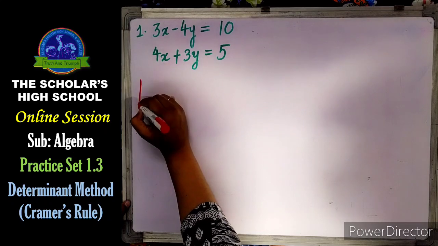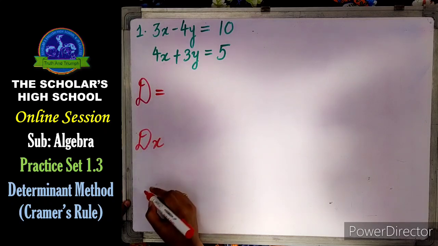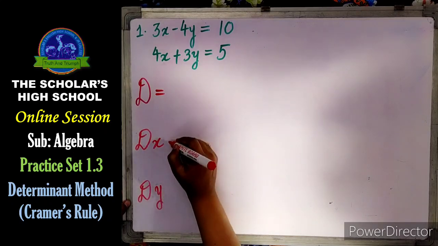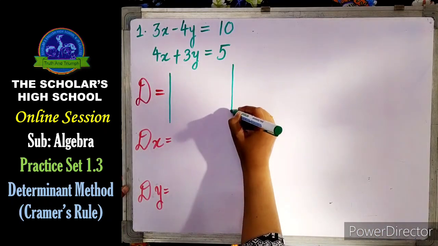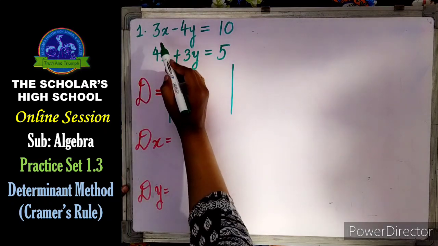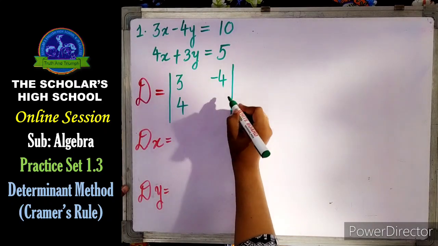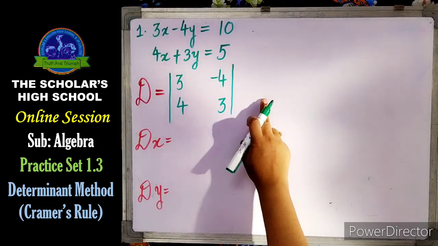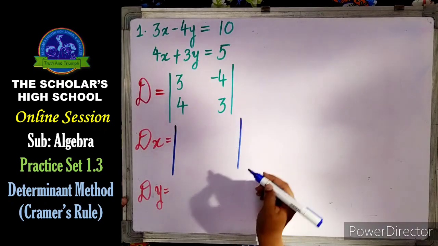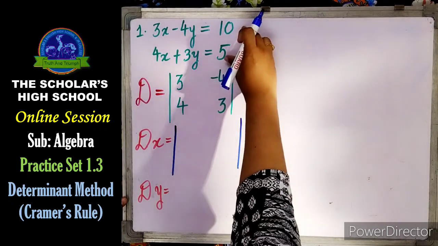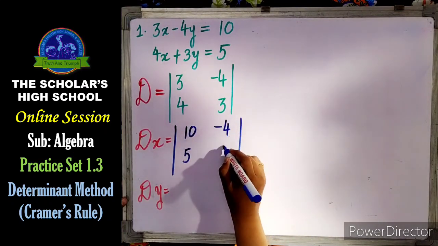So now let us make that particular column D, then we will be finding dx, and then we will be finding dy. So first, in a column D, there will be a1, a2, the value is 3, 4, b1, b2, minus 4, 3. So before we find the value, let us fill the columns. dx, you know, at the place of x, we will be writing the value of 10, c1, c2 is 5, and rest other will remain same.